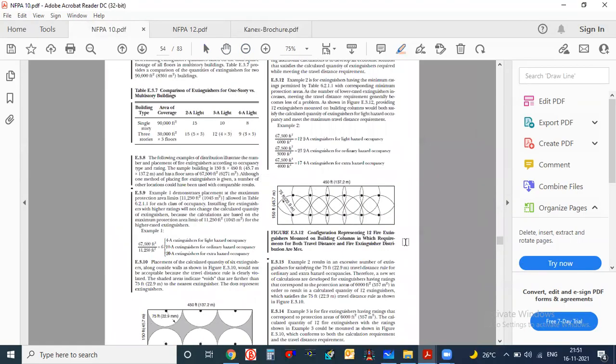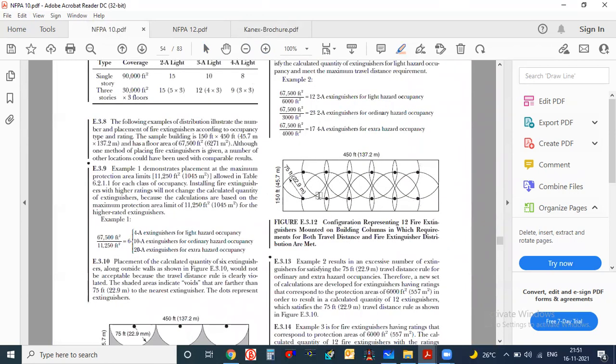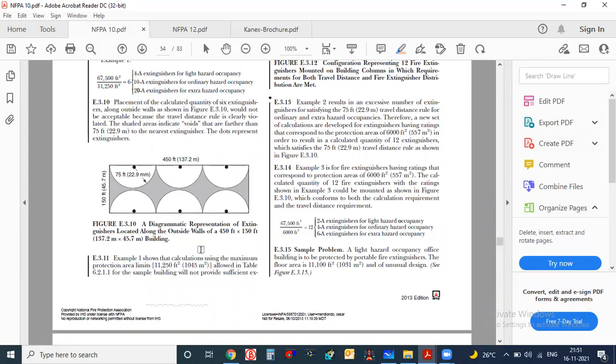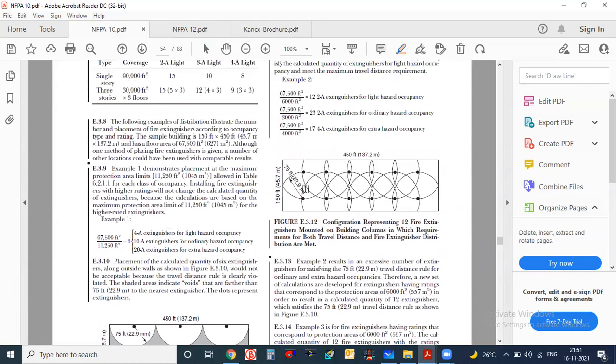And after that, you see this image, here they have shown how the travel between two fire extinguishers should go. This is a diagrammatic representation of extinguishers located along the outside wall of a 450 by 150 building. Here they have shown how it should travel: 75 feet, 150 feet, 450 feet. Sprinklers are kept here. Fire extinguishers, so they are checking diagonally actually. Between two fire extinguishers you have to check 75 feet; it should be 75 feet between two fire extinguishers.